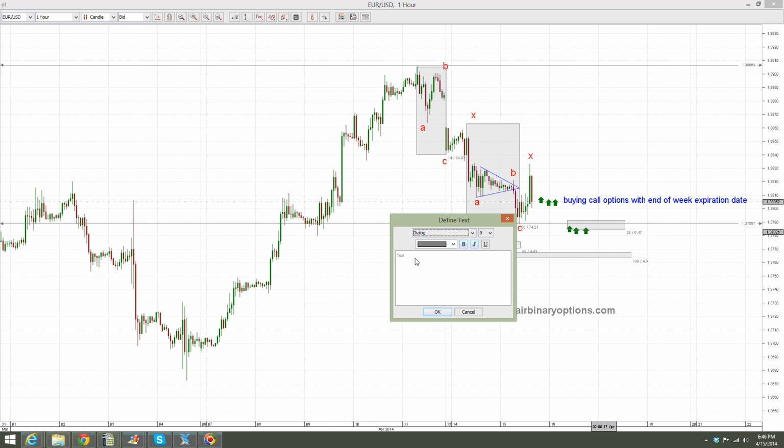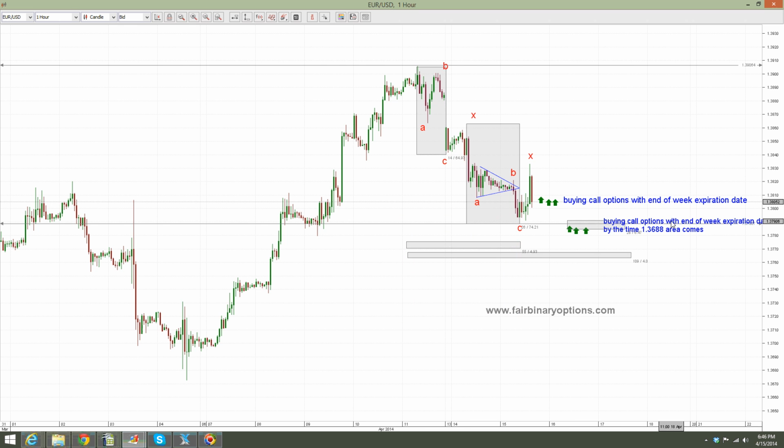So again, buying call options with end of week expiration date by the time 136.88 area comes. If it comes, of course. If it's not coming, we are not buying anything. Well, that's the scenario, that's the plan.